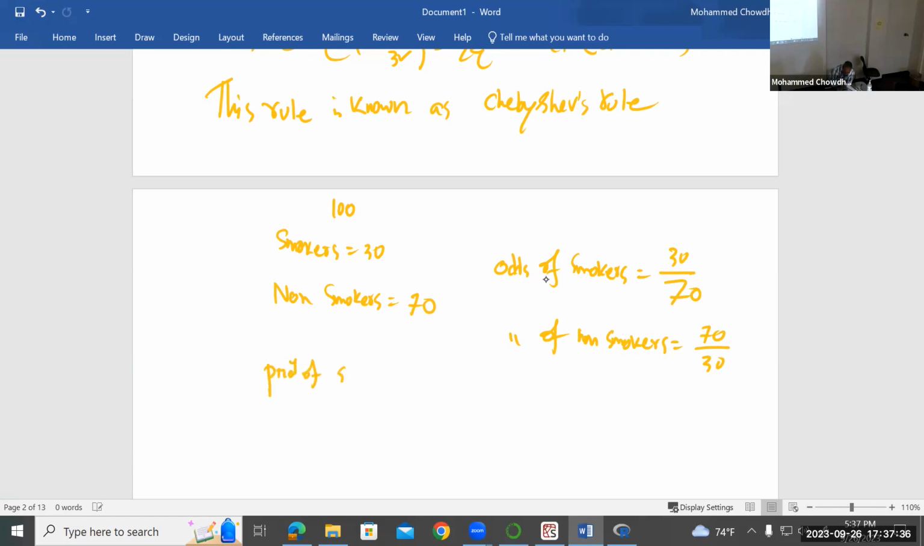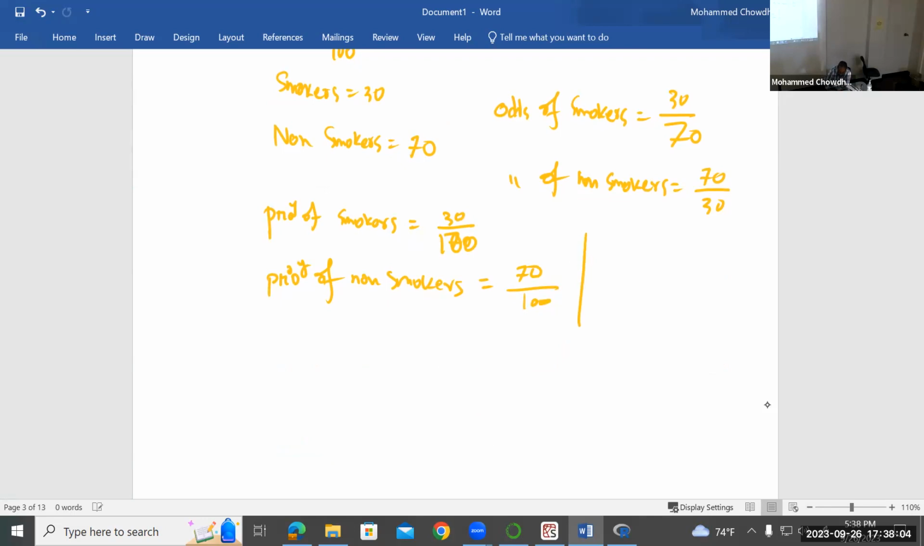What is the probability of smoker? Probability of smoker equals 30/100, and probability of non-smoker equals 70/100. This is the probability of non-smoker. So odds can be written in terms of probability. This is the probability of smoker and probability of non-smoker. So odds can be written in terms of probability, where the probability of smoker is P and the probability of non-smoker is Q. So odds can be obtained as P/Q.